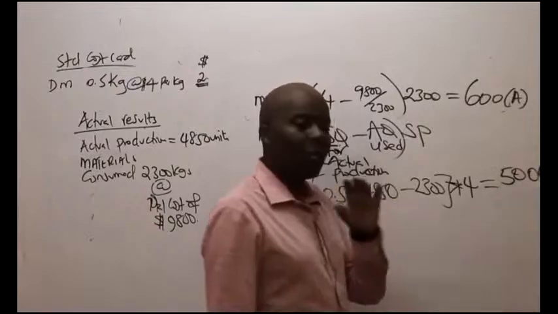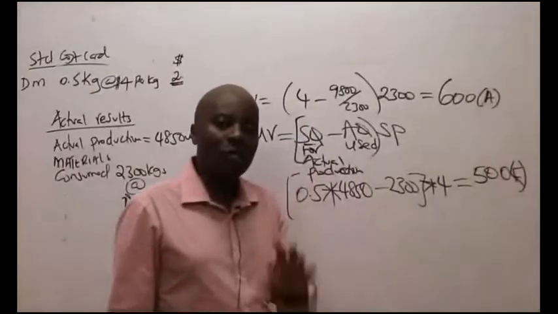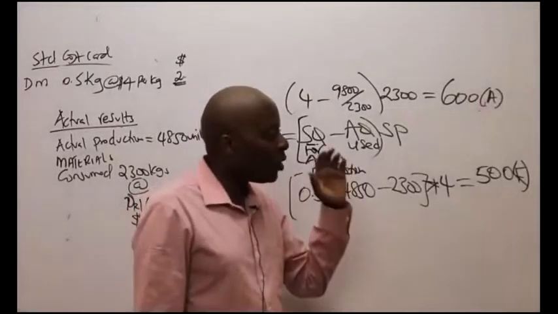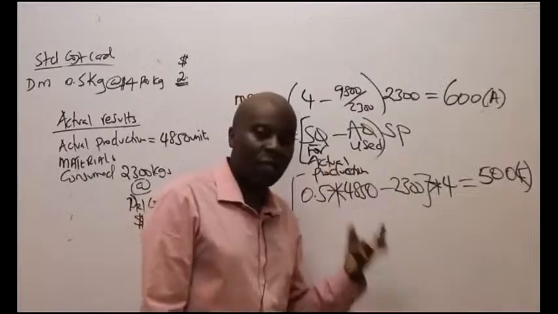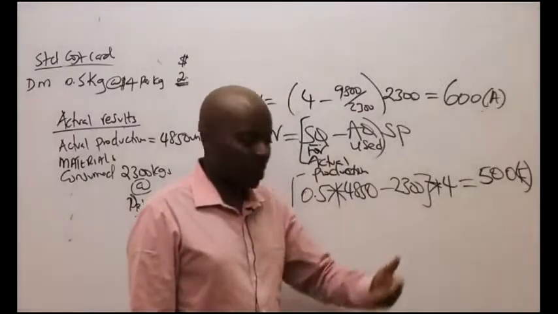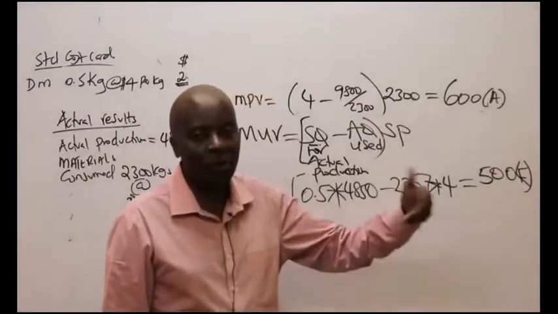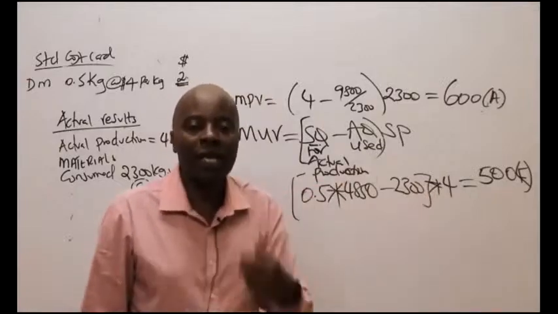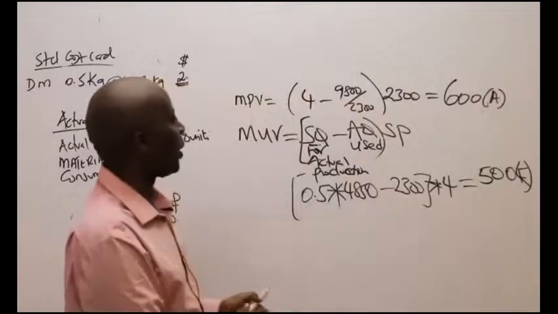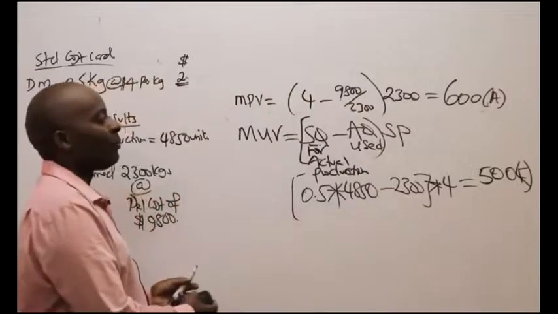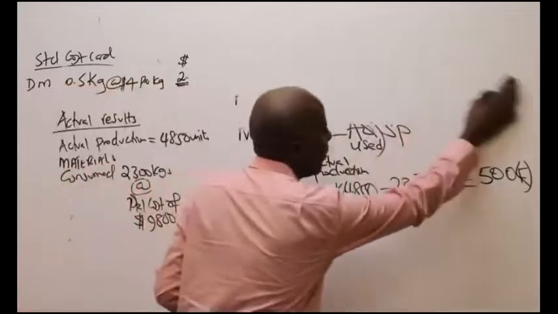So those are the material cost variances. Why are we calling this favorable? We are calling it favorable simply because we have gotten a positive variance. Positive variances impact on our profit positively. So that is okay. Now let us go to the labor.